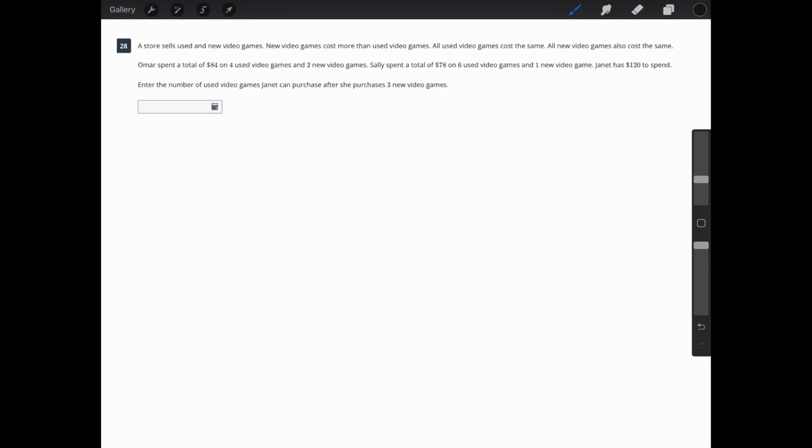For this problem, it's a word problem, so we have to set up a series of equations to get a solution. First, we know that new video games cost more than used video games, right? So when we're solving for the price of new, that's a way for us to check our work. If we're getting a lower cost, then we know we made a mistake somewhere along the way. All used video games cost the same, and all new video games cost the same, right? That just means that we can use a variable to represent each.